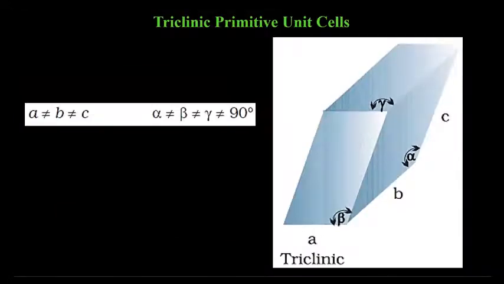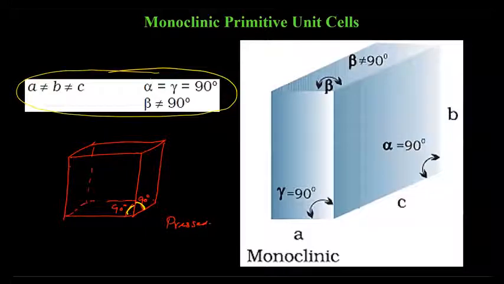Triclinic: nothing equal, no angle equal to 90 degrees. It means this is the cuboid which has been pressed from both sides, horizontally and vertically. So all angles got disturbed. Here we pressed just one side, then it was monoclinic. But if it is pressed from the top also, then in that case it will result in triclinic.